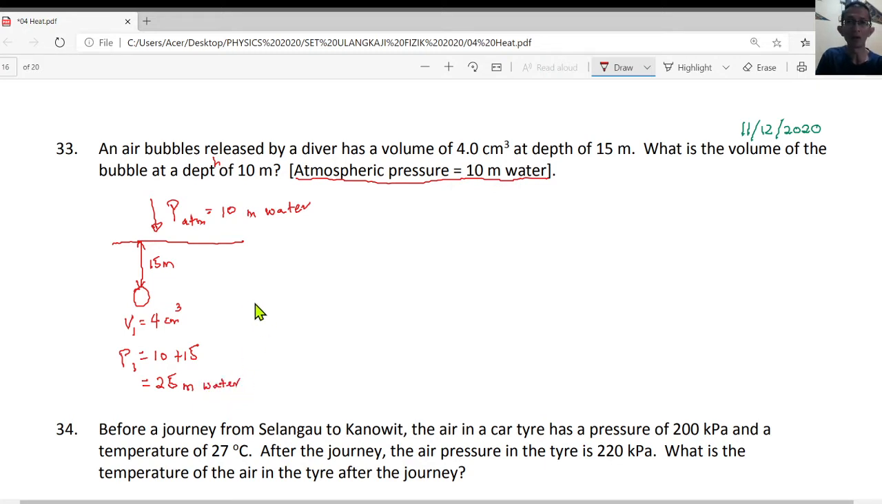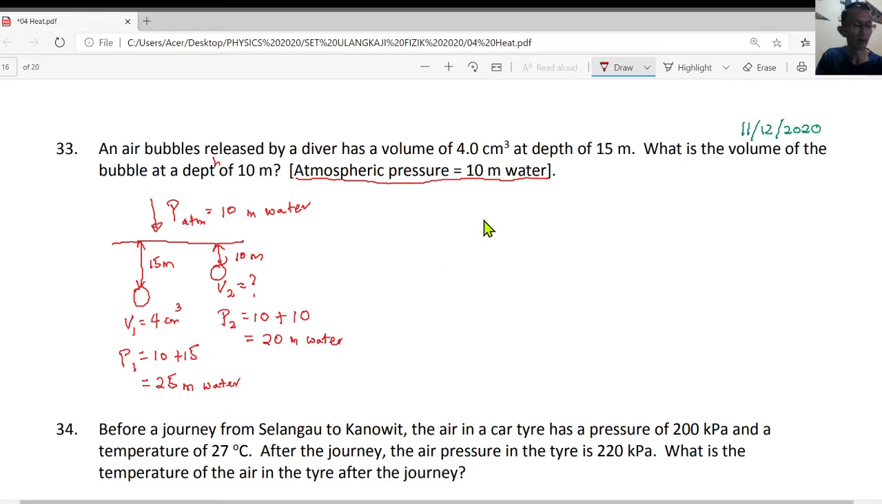And then what is the volume of the bubble at the depth of 10 meter? What if the bubble is here, whereby the distance is 10 meter? What is the volume? I'll use V2 for the volume. This is what we want to find out. And then my pressure 2, that would be 10 meter of water there, plus the atmospheric pressure, which is also 10. So my pressure at point 2 is 20 meter of water.